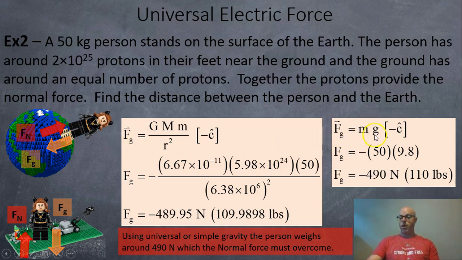Or we could have just used the simple formula because it's the surface of the Earth, F equals mg. That's 50 kilos times 9.8 newtons per kilo. That's 490 newtons, or 110 pounds. So yeah, the simple formula makes more sense in this case.